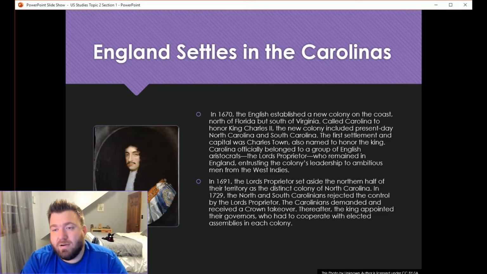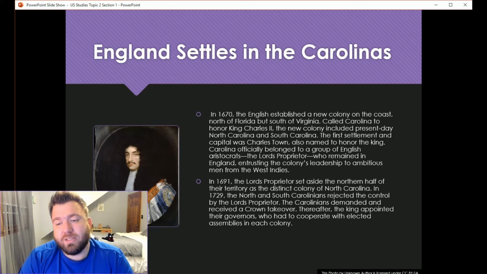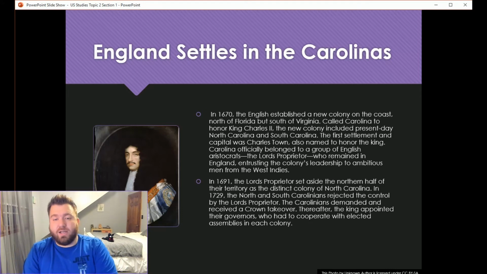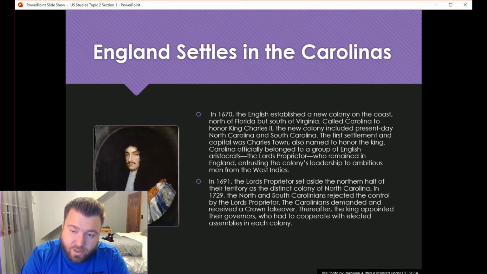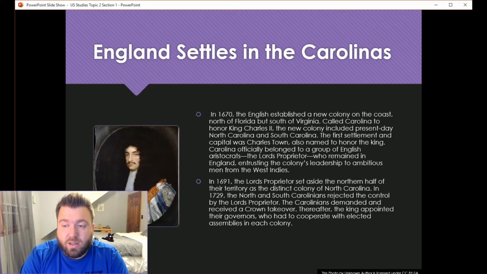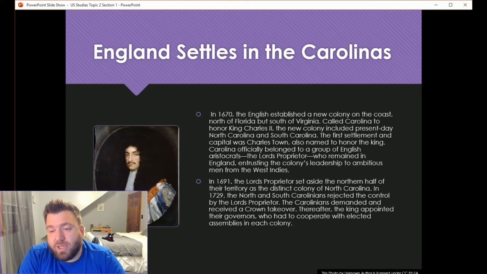England settles in the Carolinas. In 1670, the English established a new colony on the coast, north of Florida but south of Virginia, called Carolina, to honor King Charles II. The new colony included present-day North Carolina and South Carolina. The first settlement and capital was Charlestown, also named to honor the king.